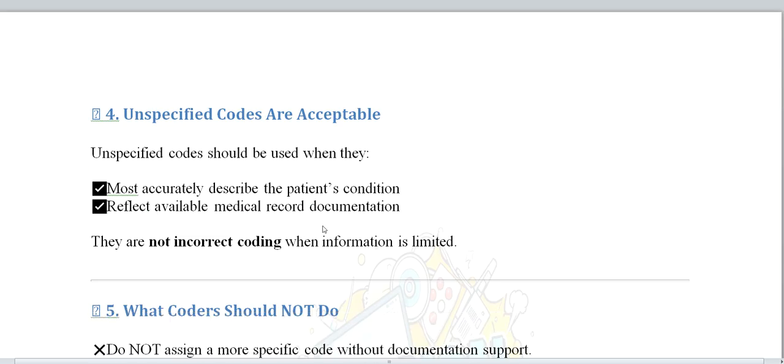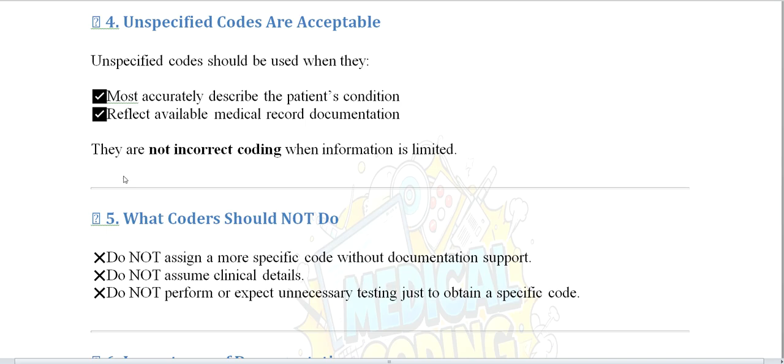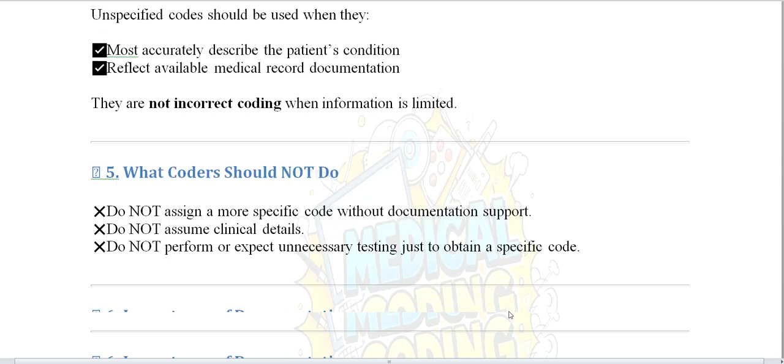So unspecified codes are acceptable. Unspecified codes should be used when they most accurately describe the patient's condition and reflect available medical record documentation. They are not incorrect coding when information is limited. What should coders not do? Do not assign a more specific code without documentation support. Do not assume clinical details. Do not perform unnecessary testing just to obtain a specific code.